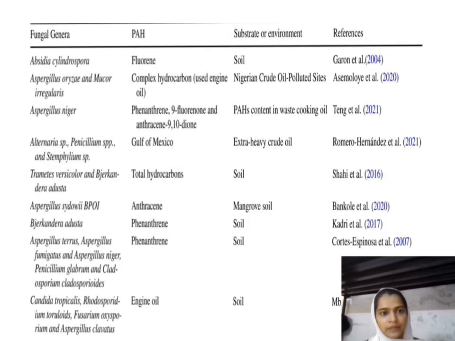These are some of the fungal genera and polycyclic aromatic hydrocarbons which they act on, and the substrate or environment in which they are found. One of them is Aspergillus niger. We can see it acted on anthracene in waste cooking oil. Also Aspergillus oryzae and Mucor irregularis are found to be acting on complex hydrocarbons in Nigerian crude oil polluted sites. And Aspergillus terreus is found to be acting on phenanthrene in soil.